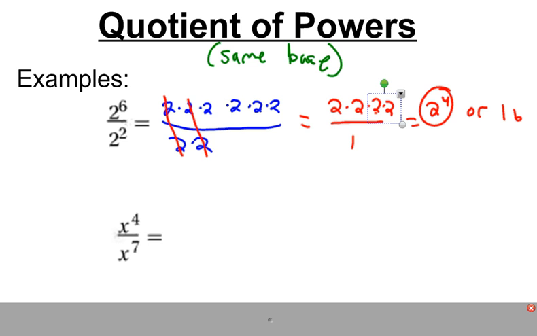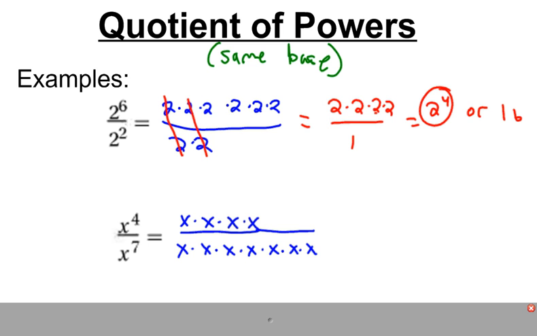Now let's do it with x's. This would be x times x times x times x on top, and on the bottom we have 7 of them, so x times x times x times x times x times x times x. Okay? Now looking at this again, we can cancel some things out. x over x is just 1, so it's gone. x over x, x over x, x over x. There's nothing left on the top, which means it's just a 1. And then on the bottom we have x times x times x, which is x cubed.